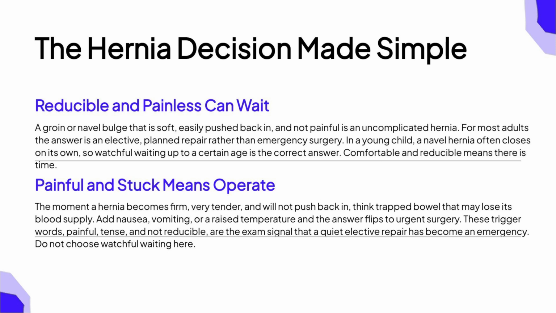Now flip it. Painful and stuck means operate. The moment a hernia becomes firm, very tender, and impossible to push back in, worry that a loop of bowel is trapped and losing its blood supply. Add nausea, vomiting, or fever, and the answer is urgent surgery. When you see those words, never pick watchful waiting.